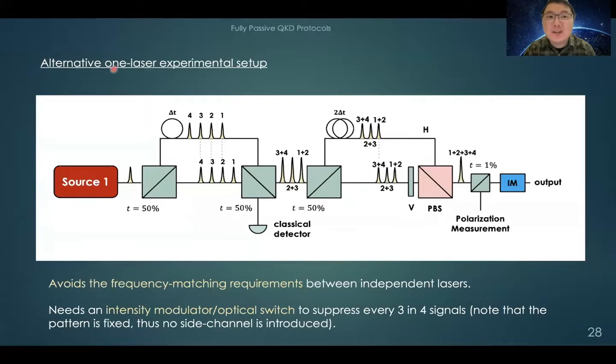We propose an alternative 1-laser experimental setup where 1 laser is combined with delay lines. A pulse train is delayed and time multiplexed, and 4 signals are interfering together from the same pulse train. In that way, we're reducing the clock rate to 1/4 of the original value, but we can avoid the frequency mismatching problem because all of those pulses come from the same source. Note that here we need an intensity modulator or an optical switch to suppress every 3rd and 4th signal. But because this pattern is just a fixed pattern, we're not leaking any additional information to Eve.